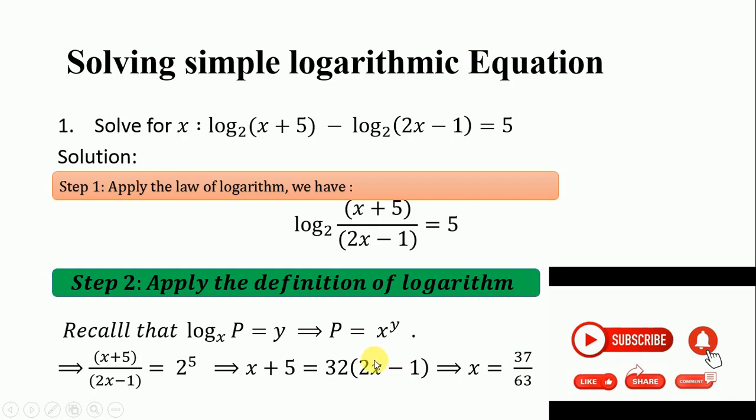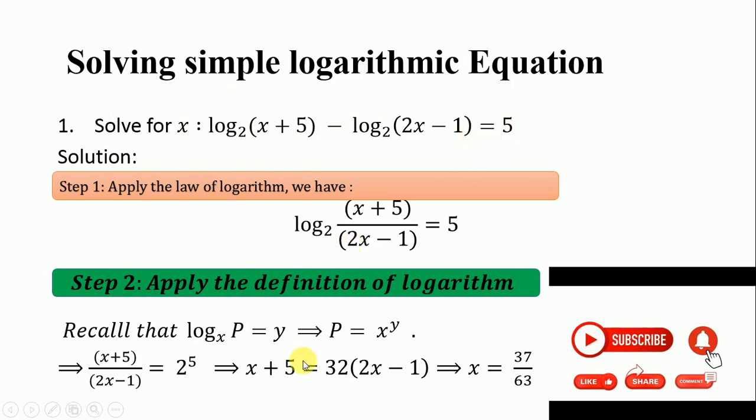And you can check whether this result is valid by substituting x equals 37 over 63 into this logarithmic equation. I can assure you that you will get the result to be equal to 5, which is what we have at the right hand side.